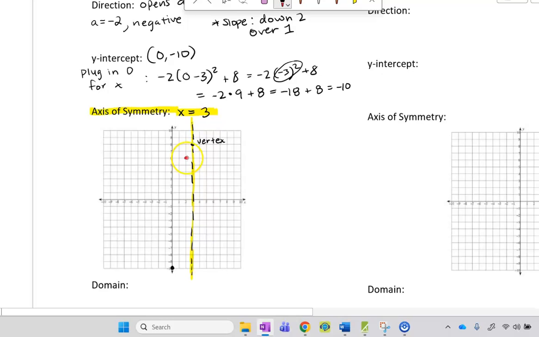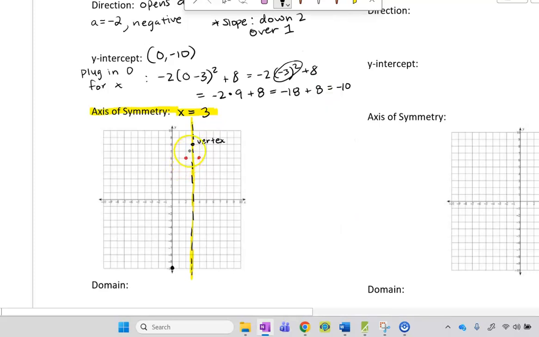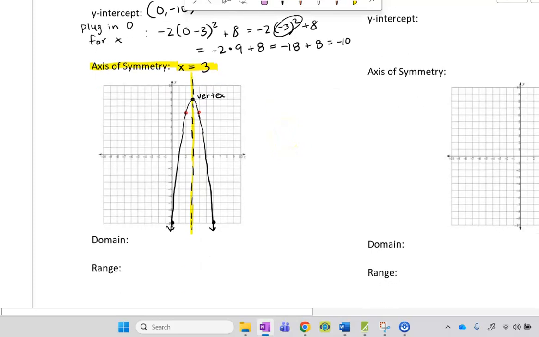Down 2 over 1 from the vertex, down 2 over 1 in both directions from the vertex, and that's all you can do. You can't keep going because this is not a line. You can only get these 2 points. But I have an axis of symmetry, meaning it's symmetrical on both sides of the yellow line, so I can copy my y-intercept point onto the other side. You're going to do your best to connect this into a steep upside down parabola. Should look something like that.